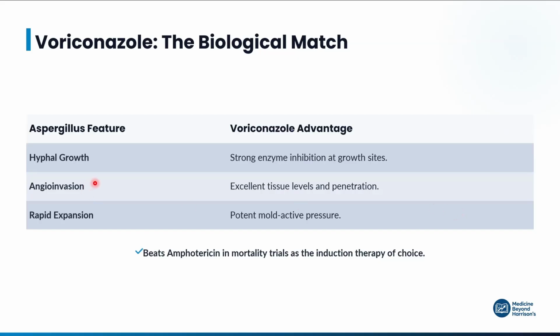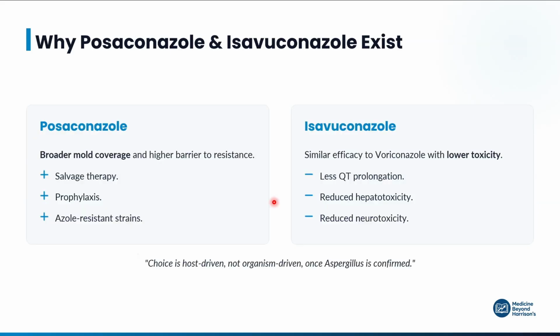Why does voriconazole have an advantage? Because of strong enzyme inhibition at growth sites, excellent tissue level penetration, rapid expansion, and potent mold activity. It beats amphotericin in mortality trials as the induction therapy of choice.